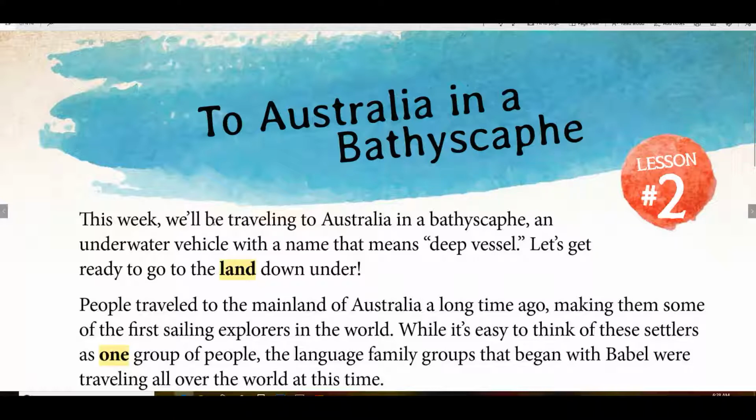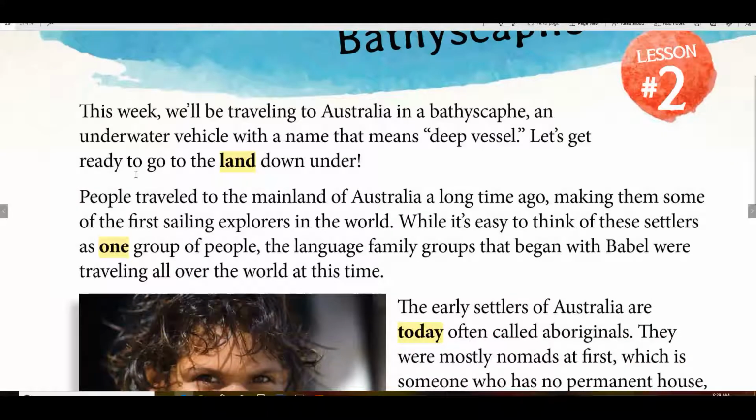Okay, this week we'll be traveling. I'm going to read. Now you follow along with me right here on this page, okay? Either on the screen or on your paper. This week we'll be traveling to Australia in a bathyscaphe, an underwater vehicle with a name that means deep vessel. Let's get ready to go to the land down under. That's kind of a nickname for Australia, the land down under. Do you know why it's called that?